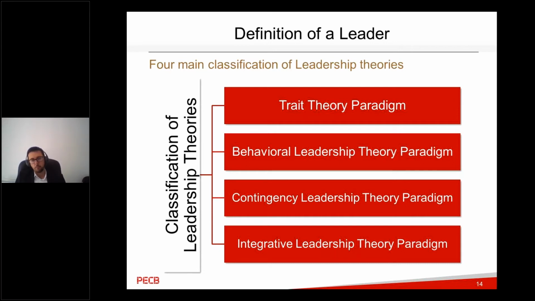So leadership paradigm has changed during the last 60 years that it has been actively discussed in the modern literature. And these changes are depicted in these four leadership theoretical paradigms, starting from the trait theory paradigm, continuing with the behavior leadership theory paradigm, the contingency leadership theory paradigm, and lastly, the most recent one, the integrative leadership theory paradigm. So we will see that these theories tend to follow a chronological order in the way that they are presented here.